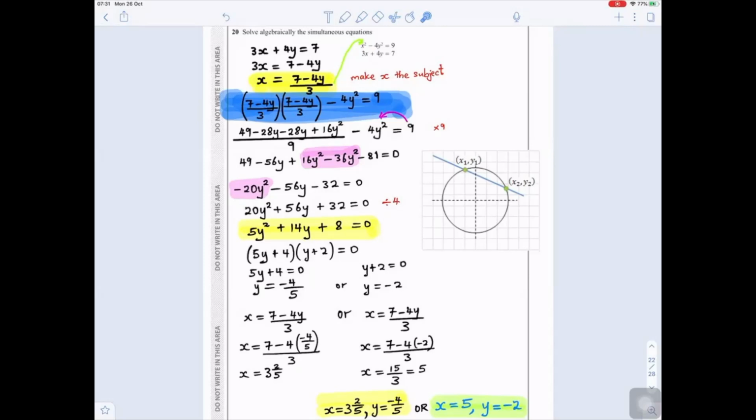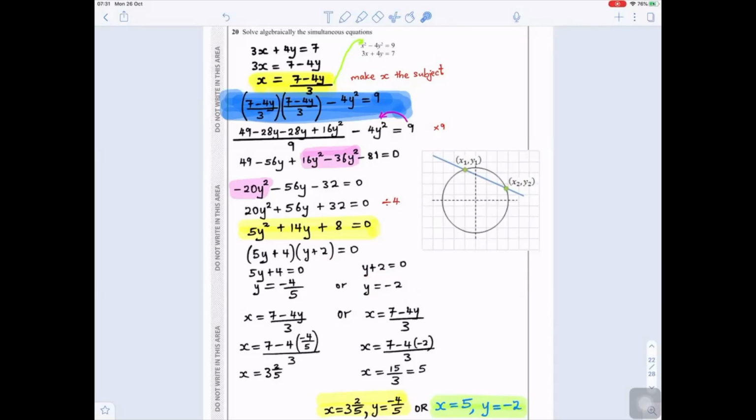Now you solve this quadratic. You can use the calculator or you simplify it. You can divide by 4 to get 5y squared plus 14y plus 8 equals 0. When you factorize, that means put them in brackets, it's (5y plus 4)(y plus 2) equals 0. Now, 5y plus 4 equals 0 gives y equals minus 4 over 5. Or y plus 2 equals 0 gives y equals minus 2.